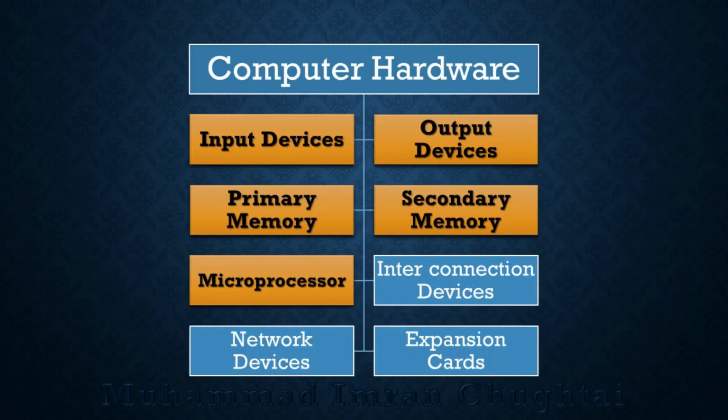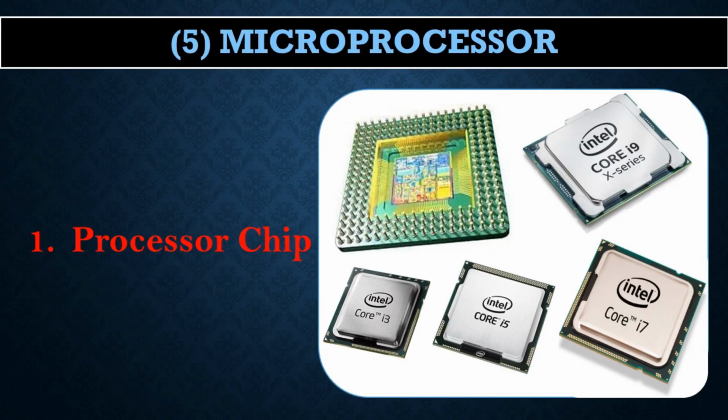5. Microprocessor. System unit is a complete box containing microprocessor, main board, main memory, hard disk drive and other hardware. Microprocessor is an important part of a computer, also called CPU. CPU stands for Central Processing Unit. We can say that CPU is the brain of the computer.